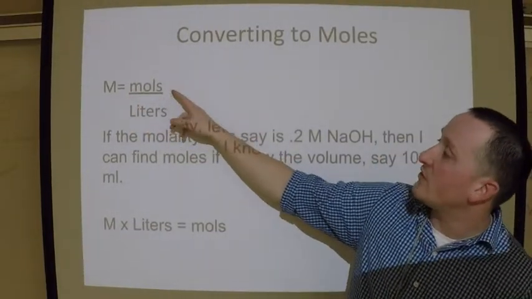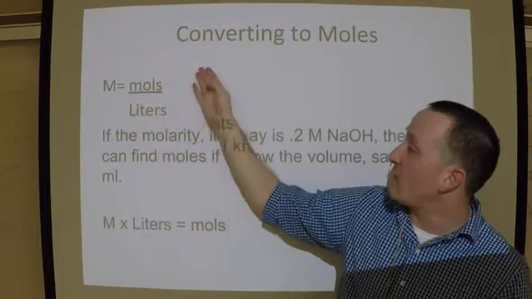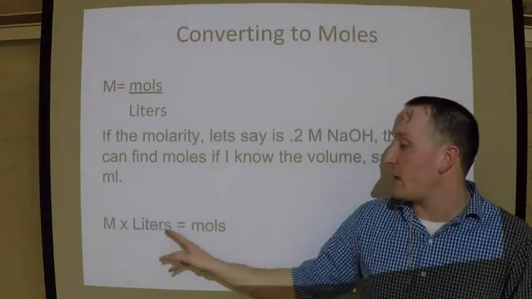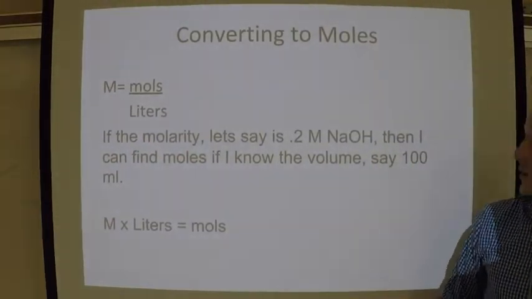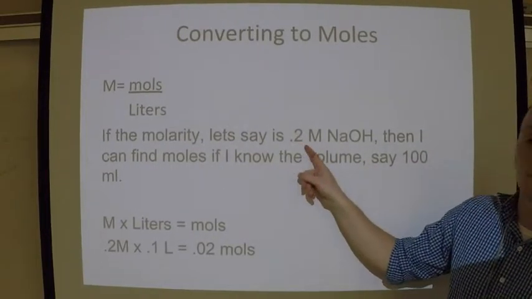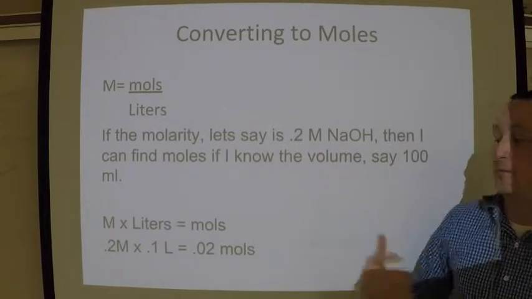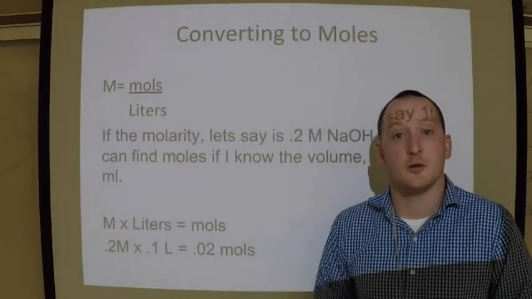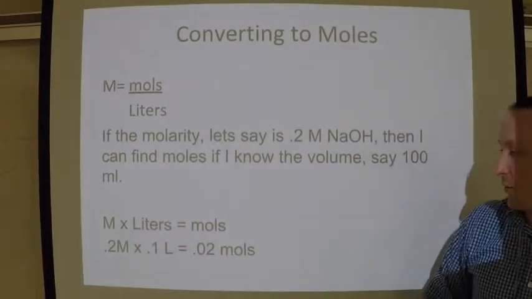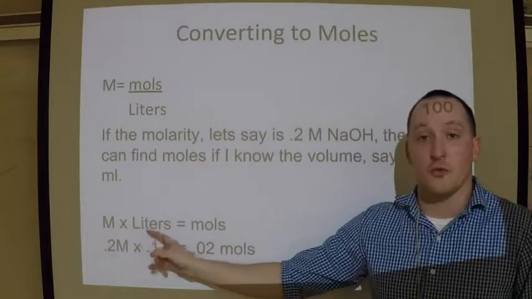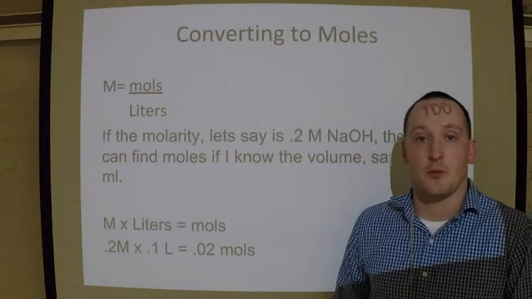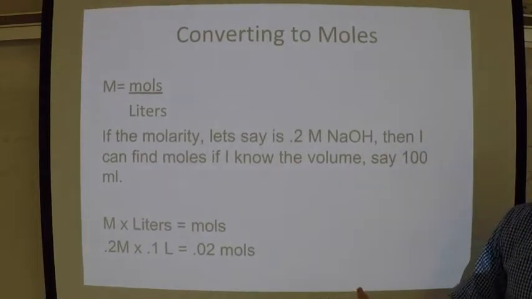What I would do is I would multiply by liters on both sides, and that would get rid of liters on this side, but put liters on this side. So now I have molarity times liters gives me moles. That's the way I convert. So if I was going to do that with this problem, what I would do is I would take my 0.2 molarity, which again, molarity means moles per liter. Okay? So my liters are actually going to cancel out on the bottom. So I'd have 0.2 moles per liter times 0.1 liters, and that's going to give me how many moles I have. Okay, that's the first way to convert.